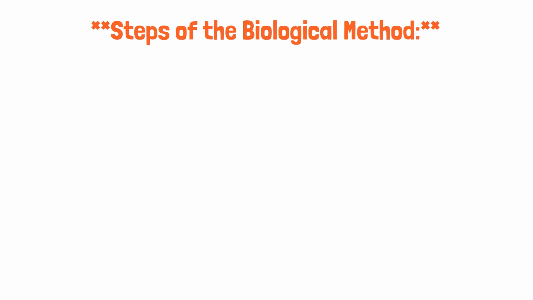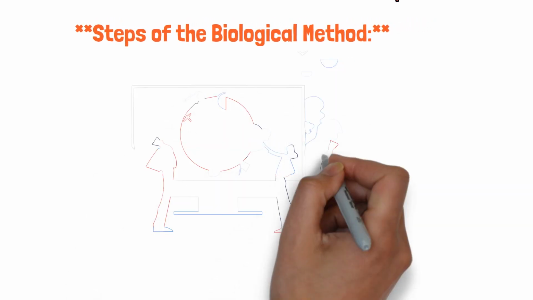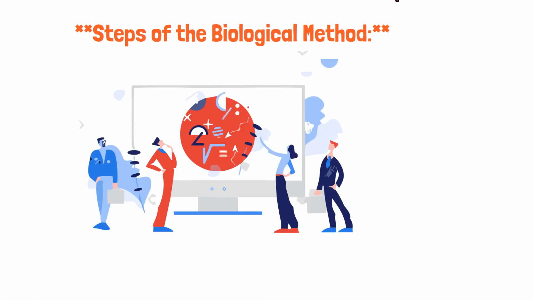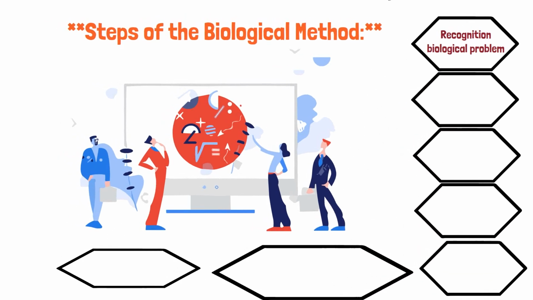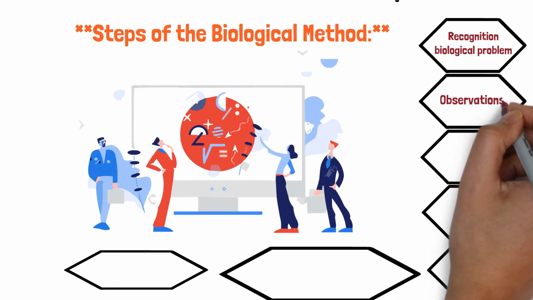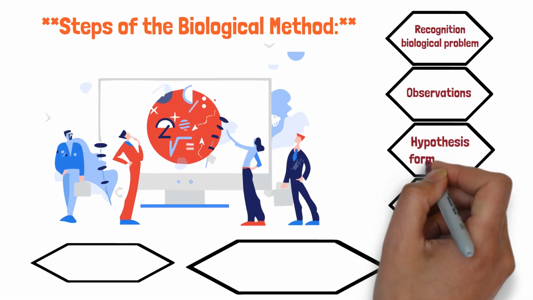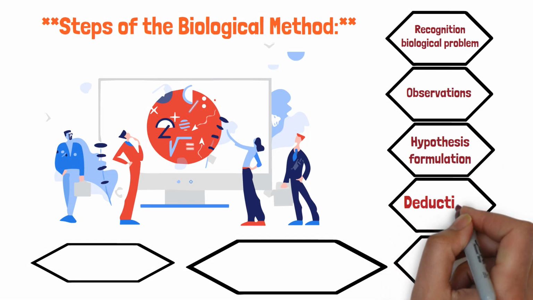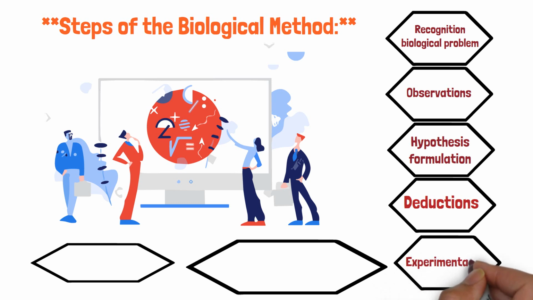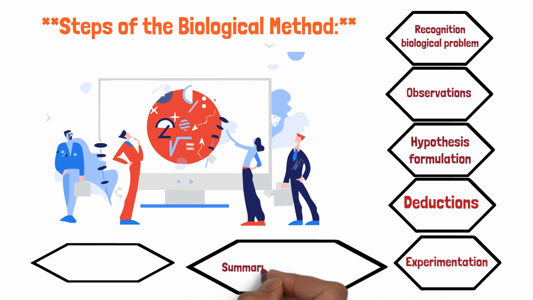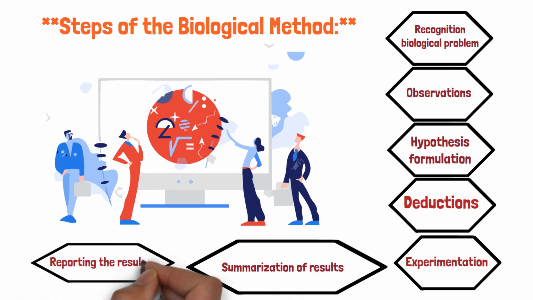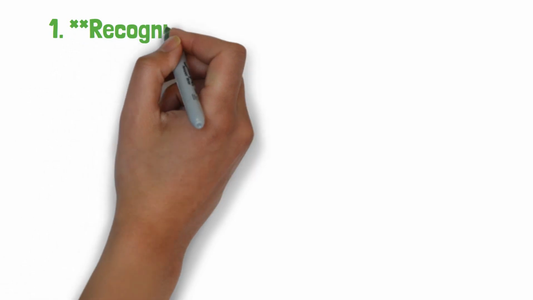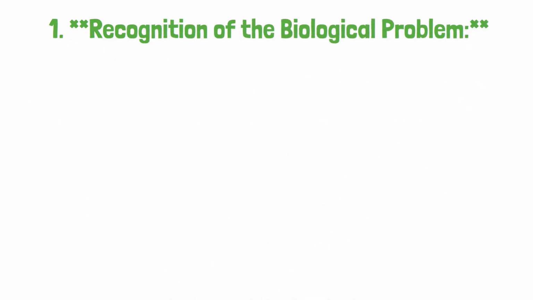This happens when biologists recognize some biological problem and go for its solution. In solving a biological problem, a biologist takes the following steps: recognition of the biological problem, observations, hypothesis formulation, deductions, experimentation, summarization of results (create tables, graphics, etc.), and reporting the results. 1. Recognition of the biological problem.